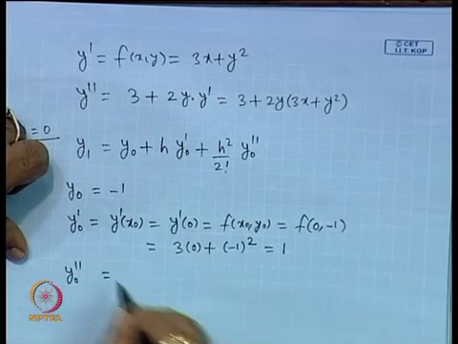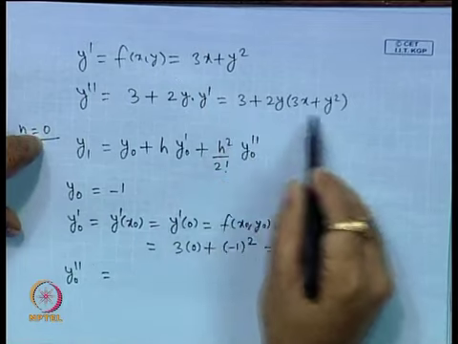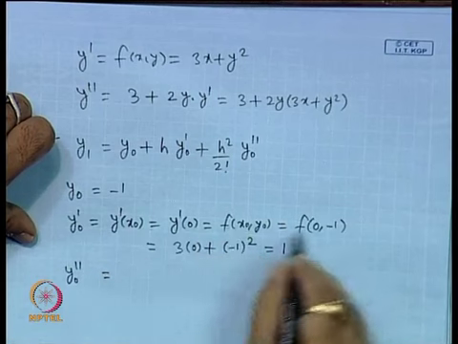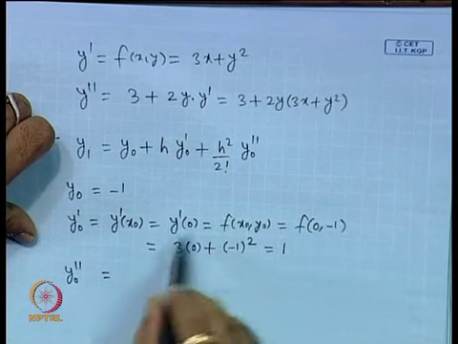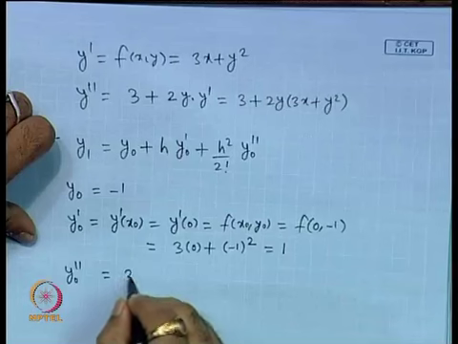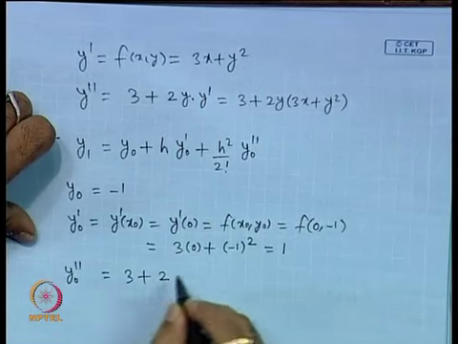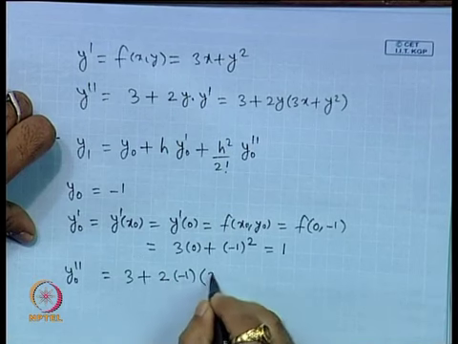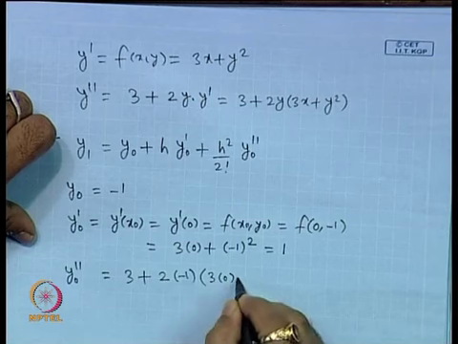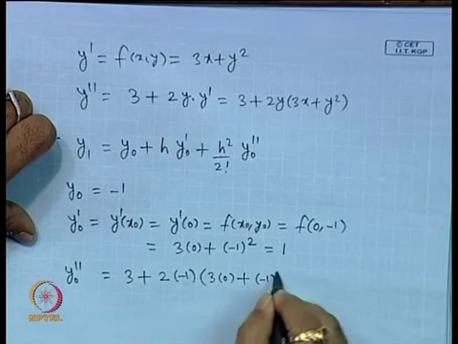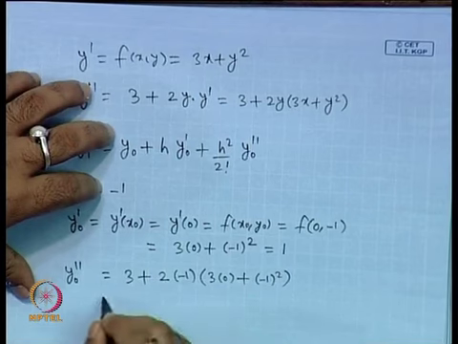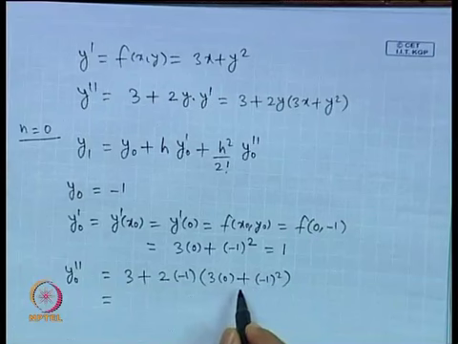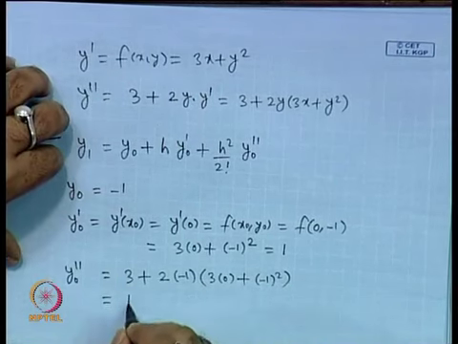Then y0 double prime, you can do it. This is the expression in hand, so directly we can substitute. I do not want to do the algebra here, this is just for clarity. So now directly 3 plus 2 into y0 is -1, 3 into x0 is 0 plus -1 square. This term is 0, this is 1. So 3 minus 2, this is 1.